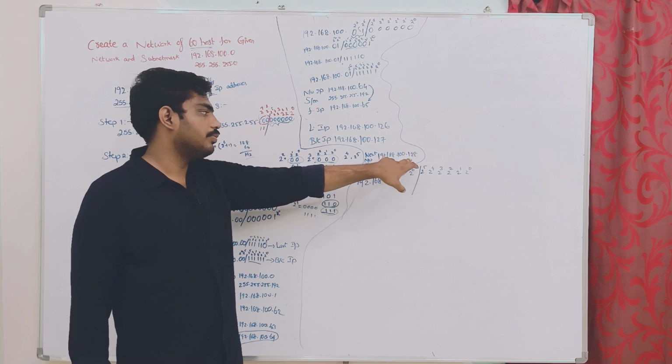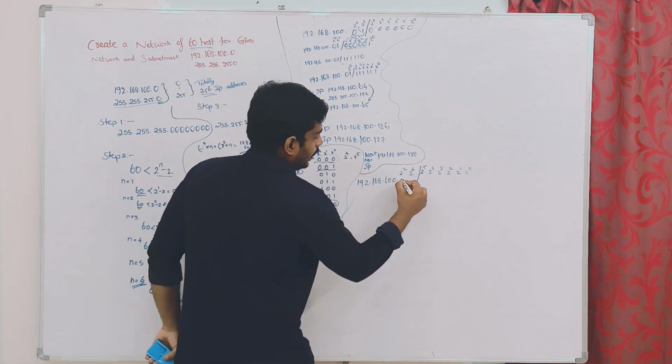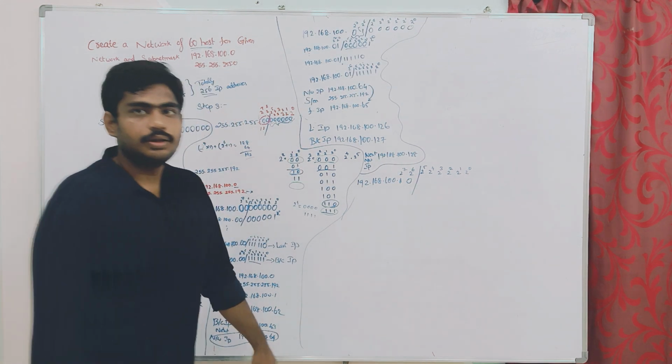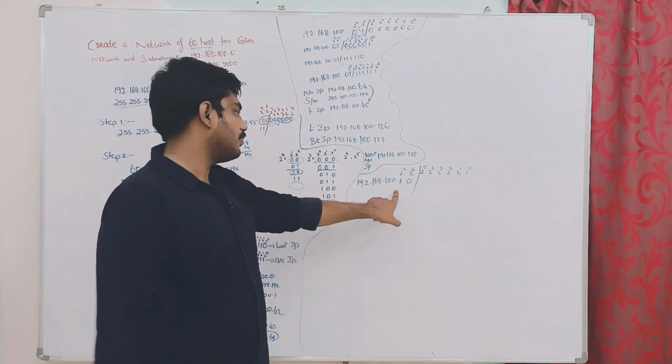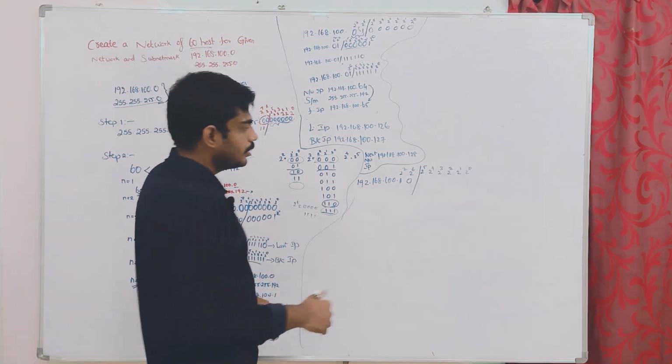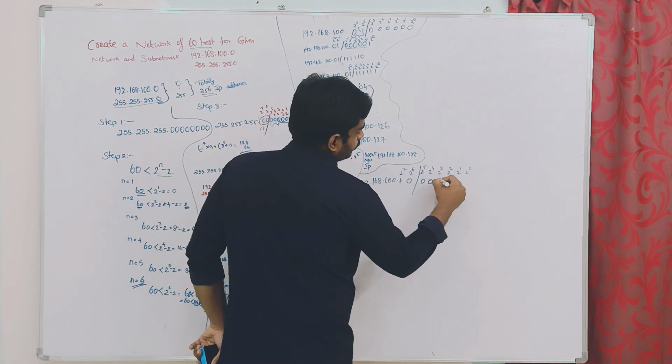How are we going to get 128? 2 power 7 is 128. Simple. No need to be confused. Just make it 2 power 7 is 128. Okay. Just keep all the other bits to be 0.